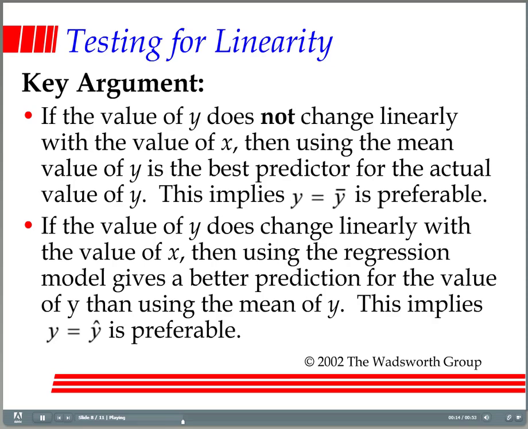We need to point out that if x and y are not related, in other words, if knowing x doesn't help us predict y, then we have a line that's usually flat, and the best estimate of y is just the average of y. Knowing x isn't helpful. If the value of y does change with x, then using the regression line to predict y is preferred. And so we want to test to see if this relationship really is significant.